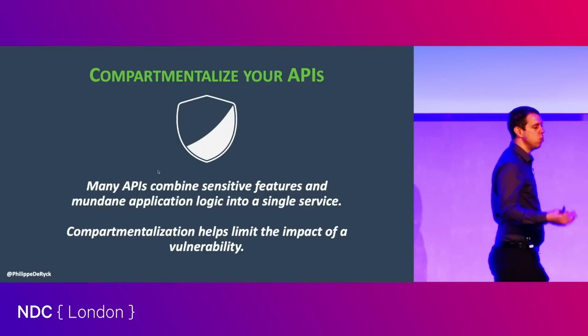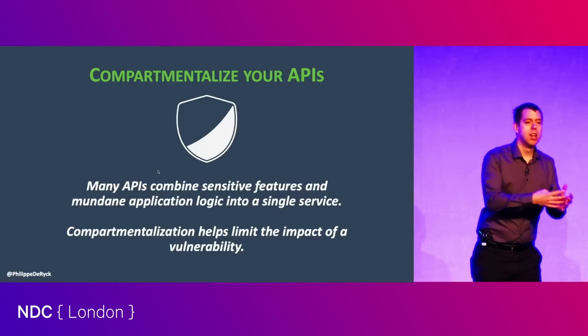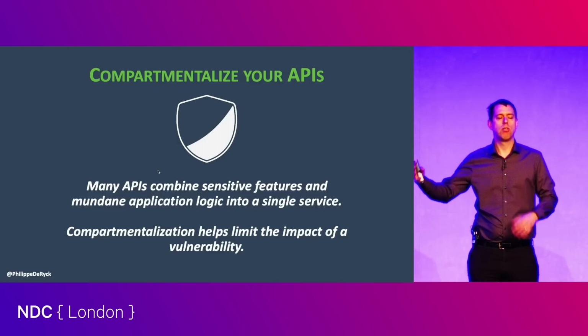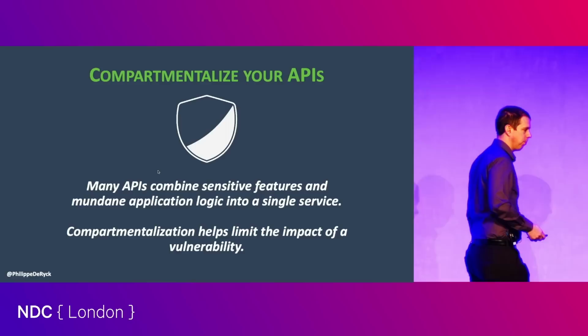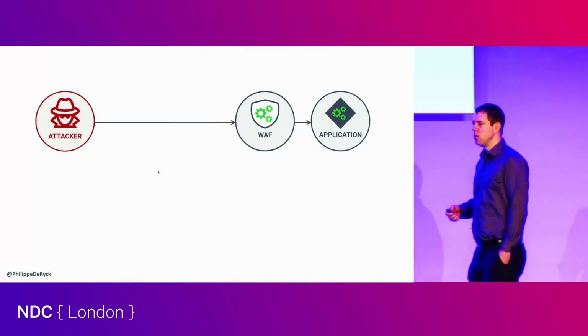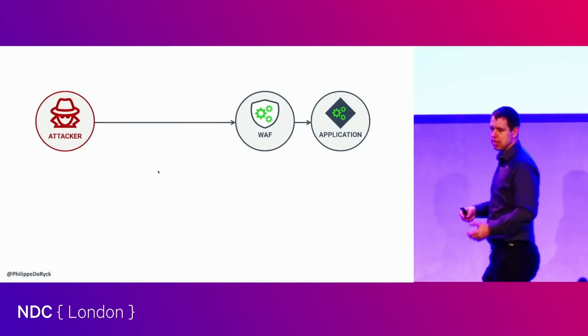Compartmentalization is really important to reduce the impact of a vulnerability. And yes, it's a pain, and no, it's not something you just decide in 5 minutes and do, but it's something you have to work towards in practice. And in that light, I have one more topic to talk about, and that is using web application firewalls or API firewalls or API gateways and so on.